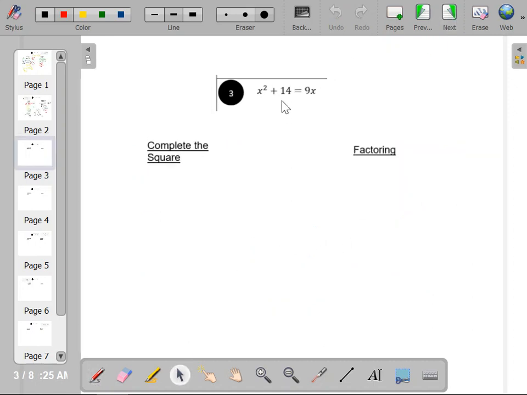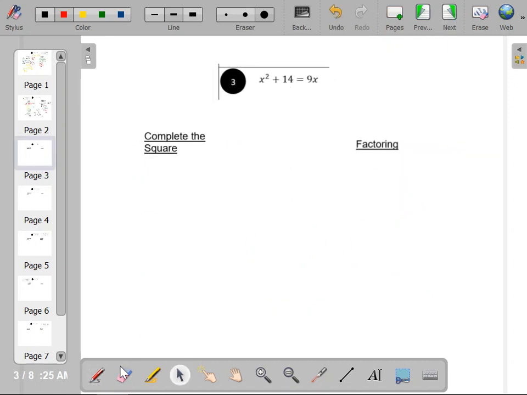Number 3, we're going to do this one by completing the square and by factoring. So to complete the square, I need to get my x's on one side, so I'll subtract 9x. And I need to move this to the other side, so I'll subtract 14. So we'll draw a picture.